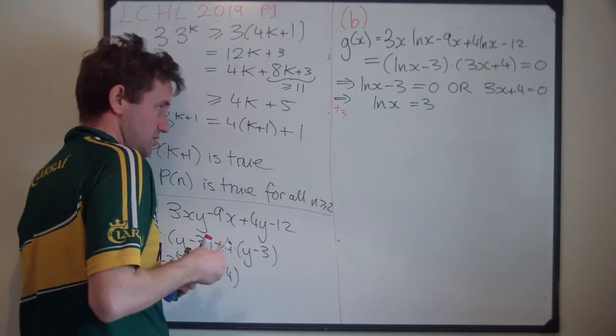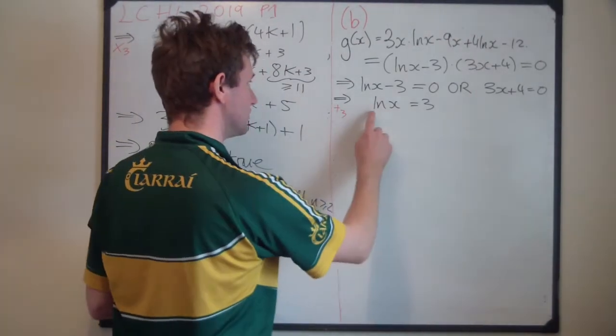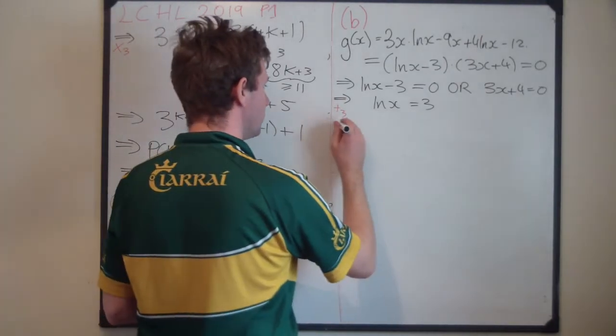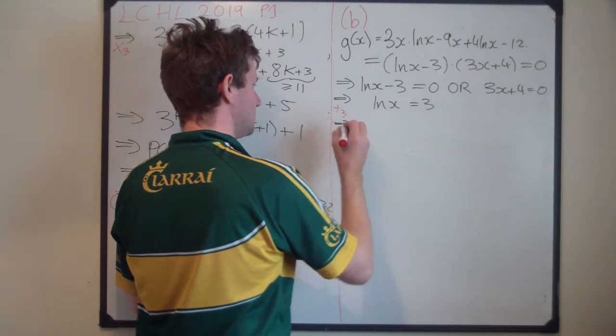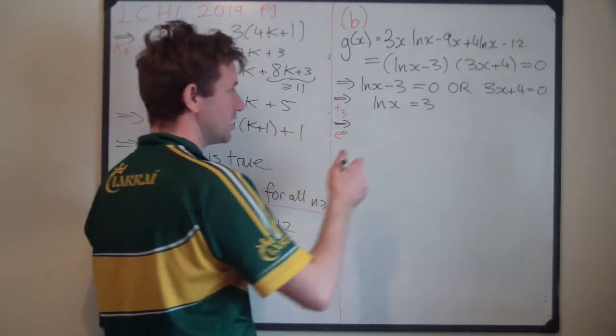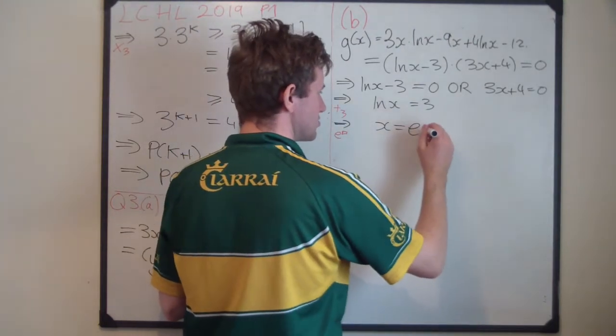Now what you have to do is understand what the inverse function of log is. What is the function that undoes the action of log? The inverse of log is the exponential function. So I apply the exponential function to both sides. The exponential function of log x just gives me x, and the exponential function of 3 is e to the 3.